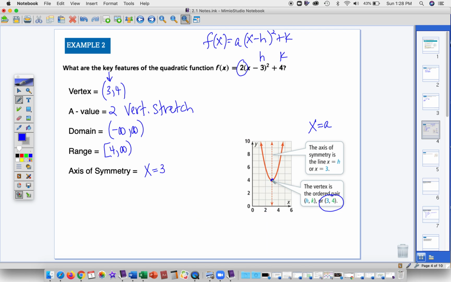So again, whatever's the x-coordinate of your vertex, which would also be the same x value that the line's going to go through on the x-axis if you extended it, x equal to that number gives you your axis of symmetry.